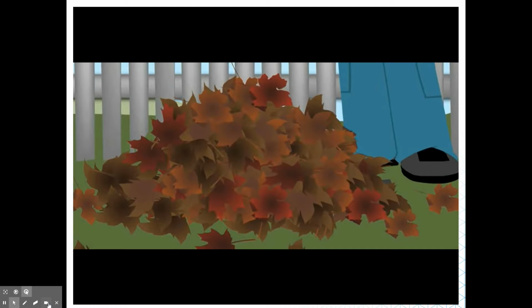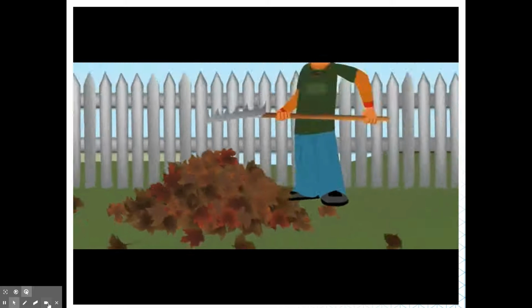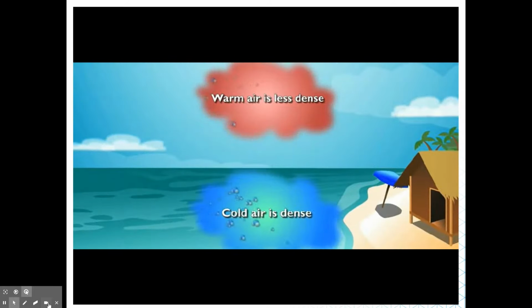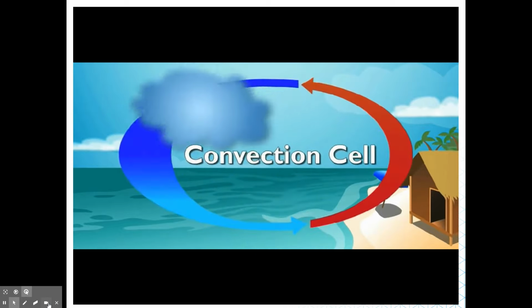Hey, it's like the leaves we picked up. When they're together, they're heavy and hard to lift, but scattered around, they're lighter. Yeah. So it makes sense that dense air sinks and less dense air rises. The pattern of rising and falling air is called a convection cell. Convection cell? Check it out.